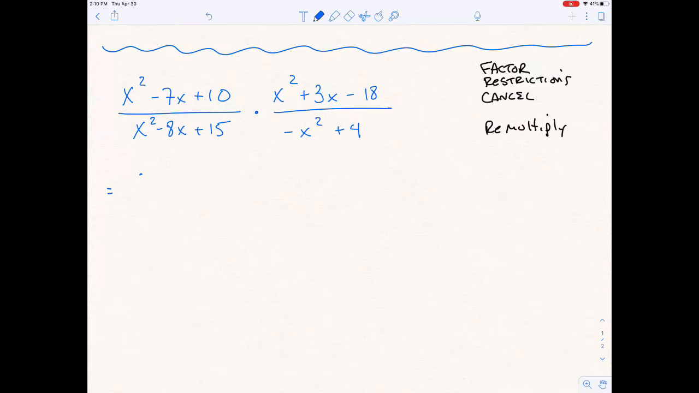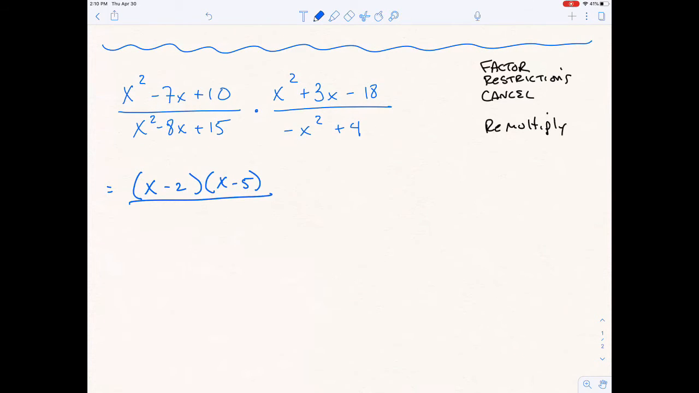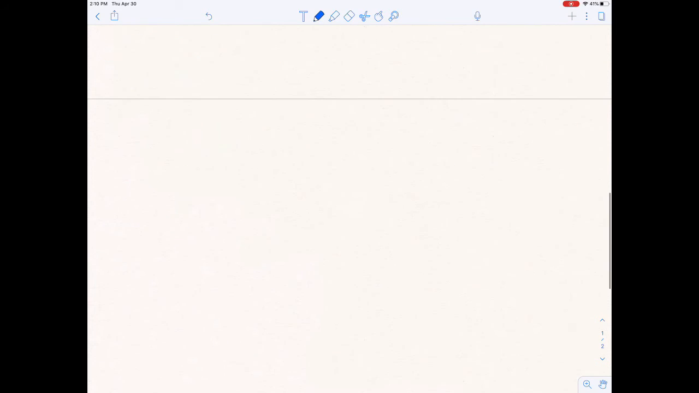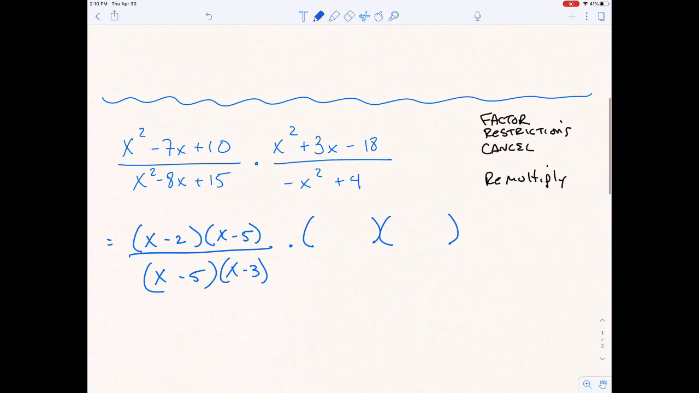Because I've done these problems before, I'm going to go ahead and say this top left is x minus 2 and x minus 5, right? So I just did this one, just so we're clear. And the one underneath it is going to be x, let's see, minus 5 and x minus 3. And this top left one, x plus 6 and x minus 3.